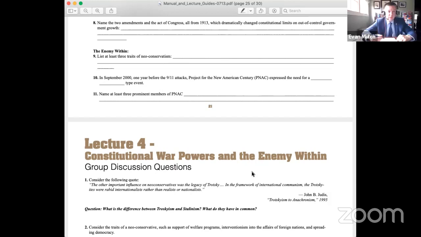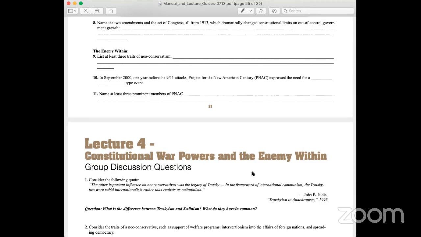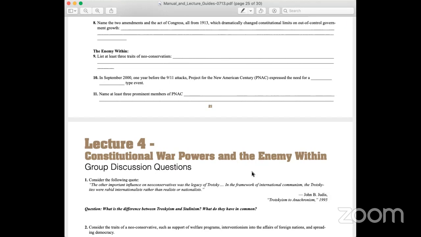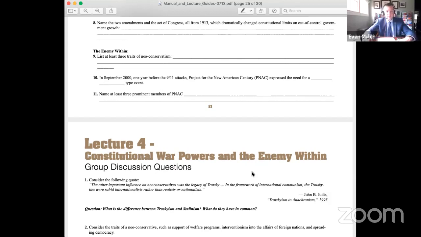10, in September 2000, 1 year before the 9/11 attacks, the Project for the New American Century, PNAC, expressed the need for a blank type event. An attack on us is basically what they expressed the need for, which is a Pearl Harbor type event. It was 9/11. This was just before 9/11. Imagine that.